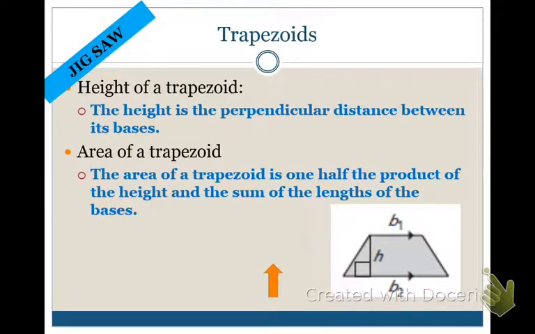Area of a trapezoid. The area of a trapezoid is 1/2 the product of the height and the sum of the lengths of the bases. So that's written as area equals 1/2 base 1 plus base 2 times the height. Okay? 1/2 base 1 plus base 2 times the height. That's your area of a trapezoid.